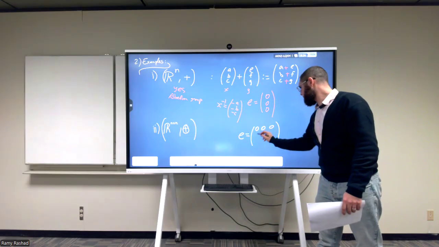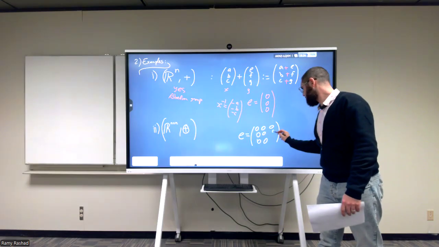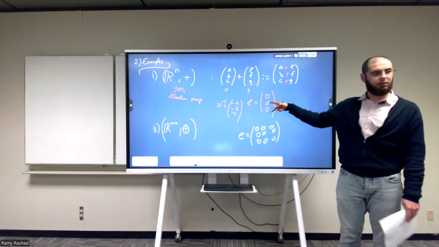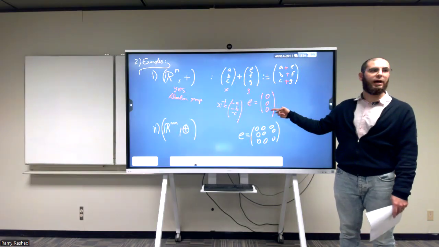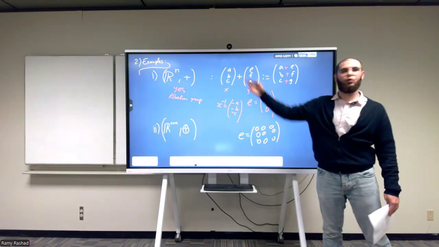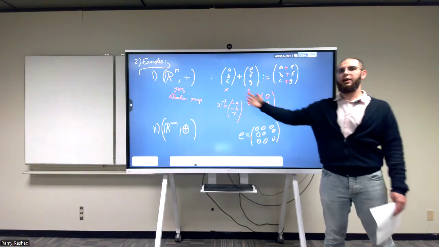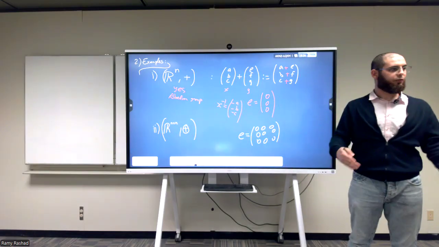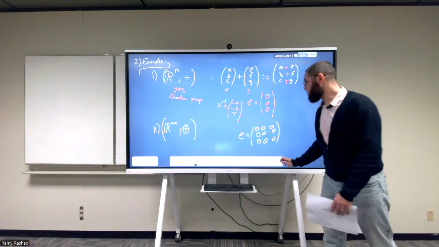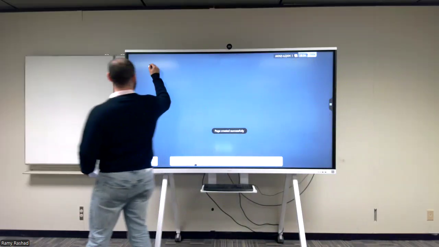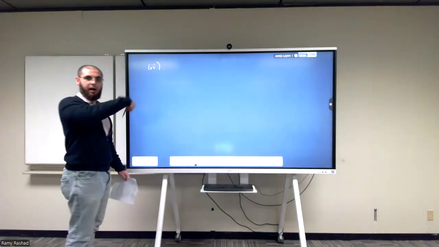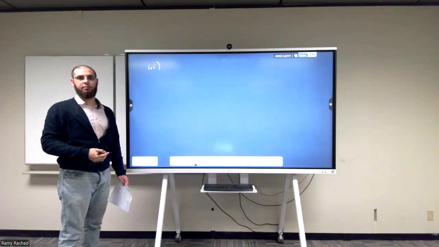The matrix of zeros. Is this the same as that? This one lives where? In R^n. Where does this one live? R^(n×n). And so on and so forth. Okay. Another example. The inverse would be the minus of that same matrix. Okay.